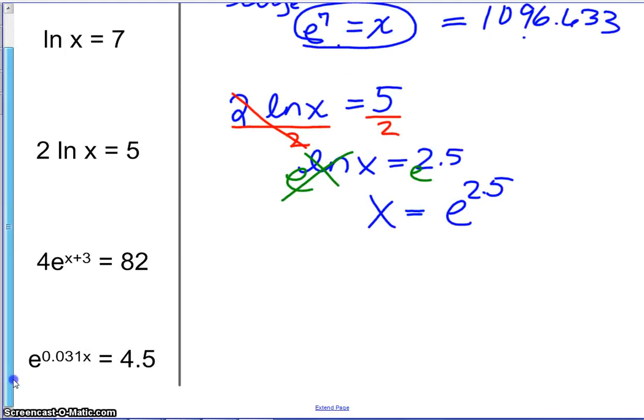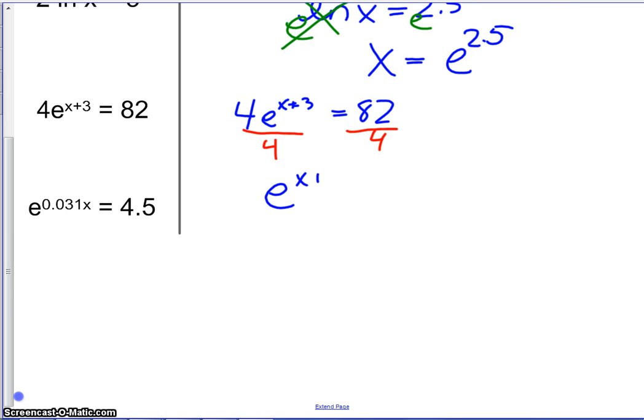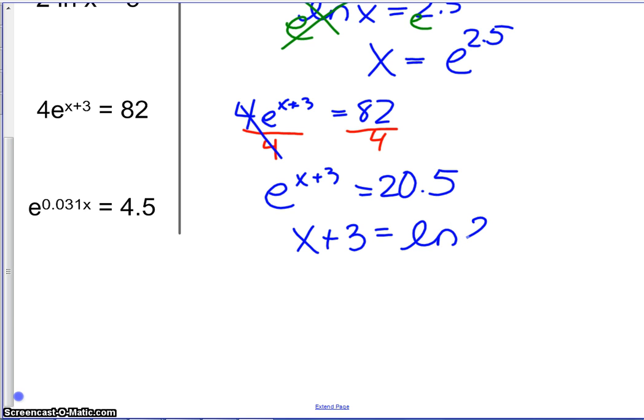Let's do another one. Let's do this one where we have 4e to the x plus 3, and then it equals 82. Well, our first step is to divide both sides by 4. So that's going to give me e to the x plus 3, because I get rid of this, equals 20.5. So now I can get rid of my e, and my exponent, if you remember, equals the natural log of the value. So when you have an e, you use natural logs. When we have a natural log, we use e.